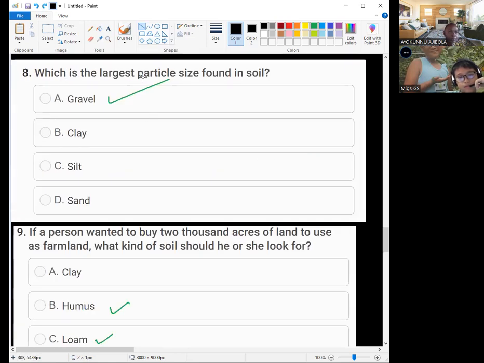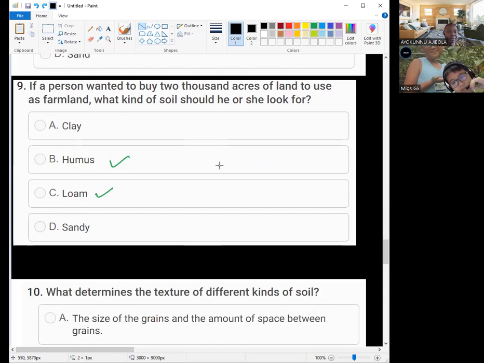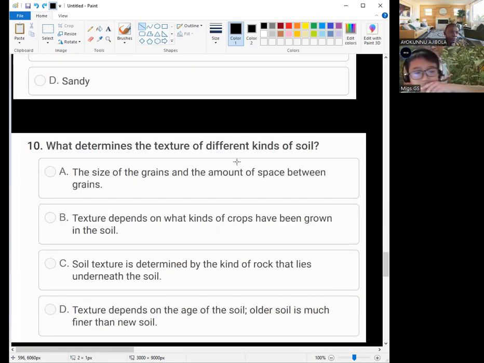Which is the largest particle size found in soil? Gravel. Yes, that's correct. If a person wanted to buy land for farming, what kind of soil should he look for? Humus and loam. Okay.